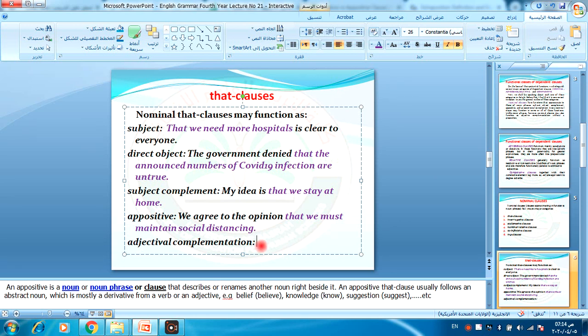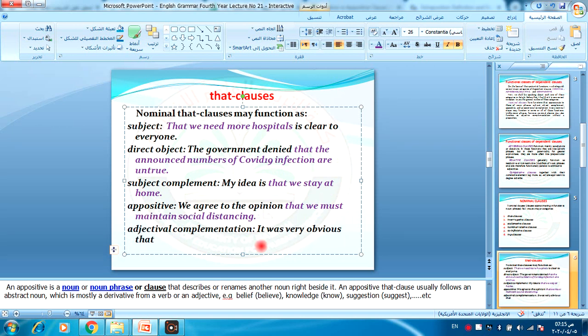The that clause can also function as an adjectival complement. Okay, so like when you say, it was very obvious that this was the murder weapon. So that this was the murder weapon is the that clause which functions as an adjectival complement.